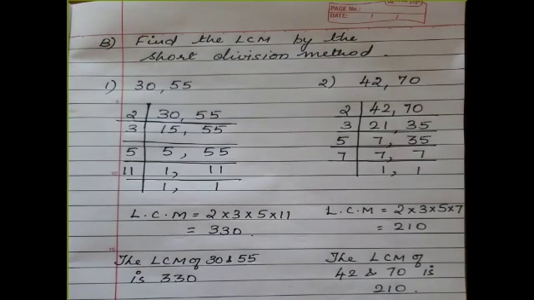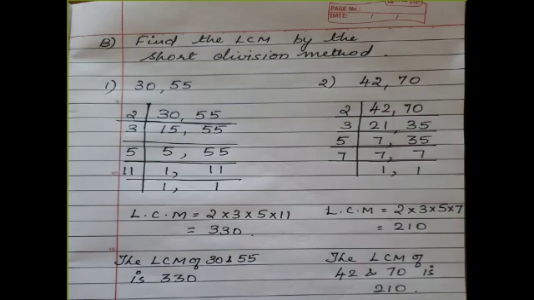Let us see the second sum. Find the LCM by the short division method. So the first sum, 30 and 55. You will start dividing with the smallest prime factor. So it is 2. 15 2s are 30, and bring down 55 as it cannot be divided by 2.